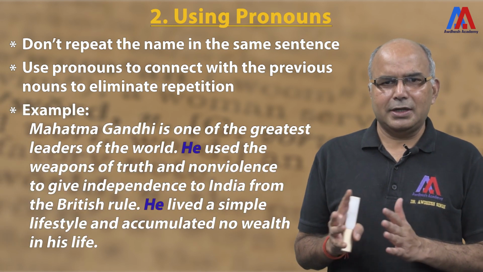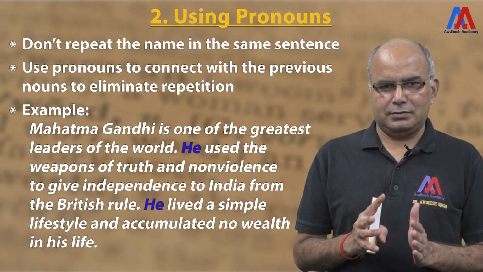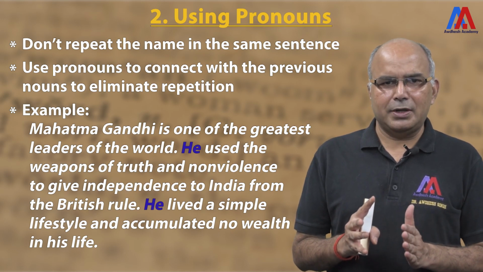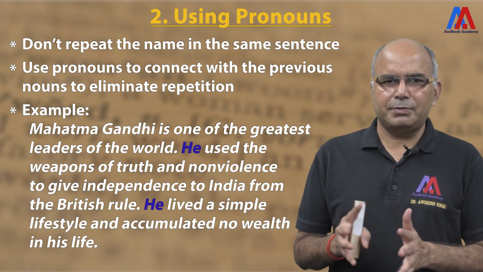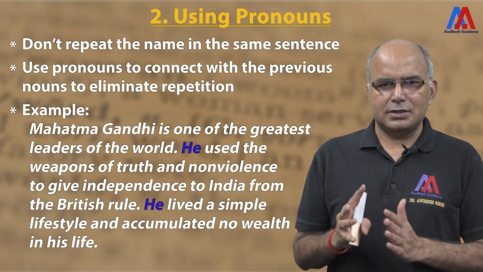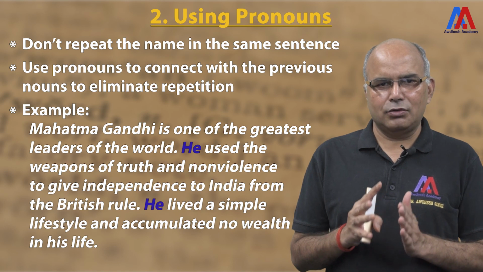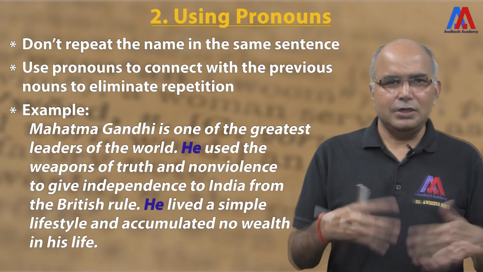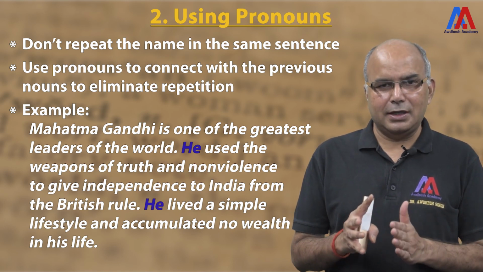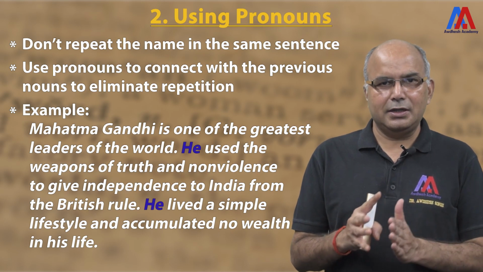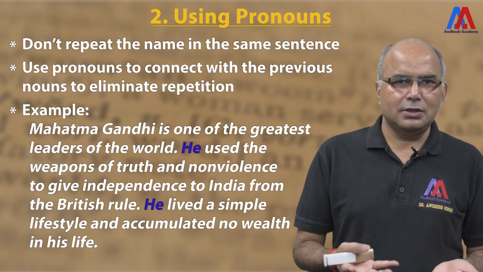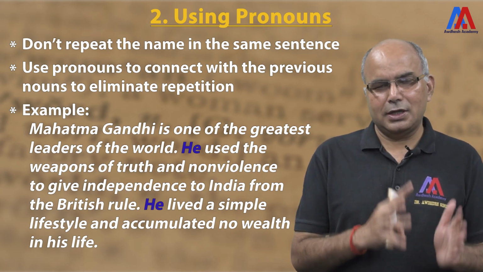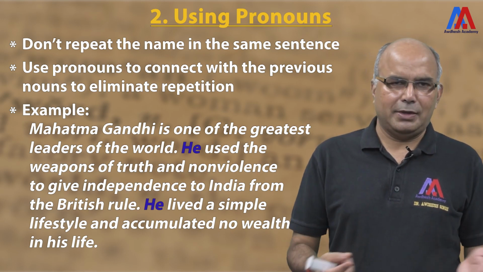Mahatma Gandhi is one of the greatest leaders of the world. He used the weapon of truth and non-violence to give independence to India from the British rule. He lived a simple lifestyle and accumulated no wealth in his life. So here we can see that we have used the word he rather than repeating Mahatma Gandhi when we are using it in the different sentences. So here we have used the pronouns rather than using the nouns. So this is another method.